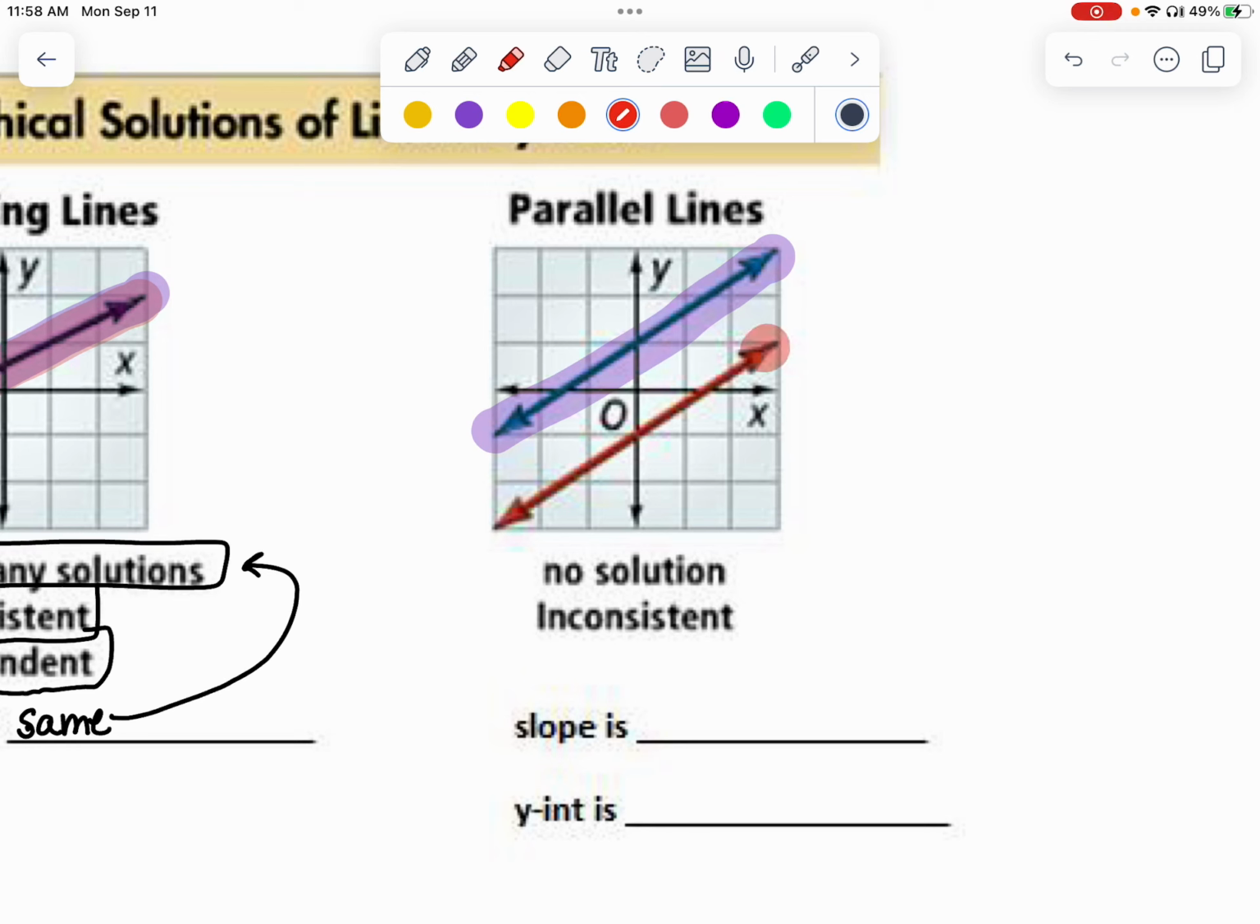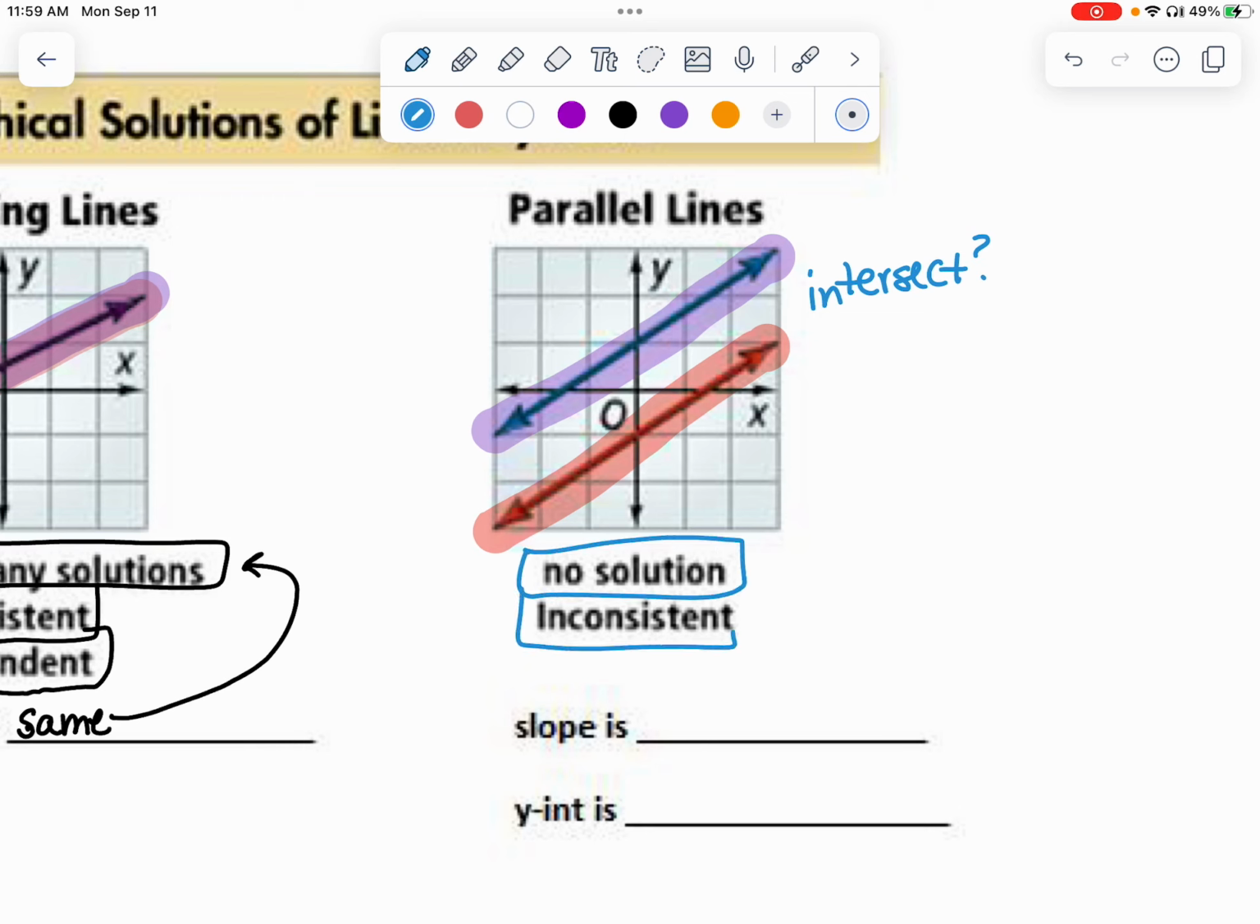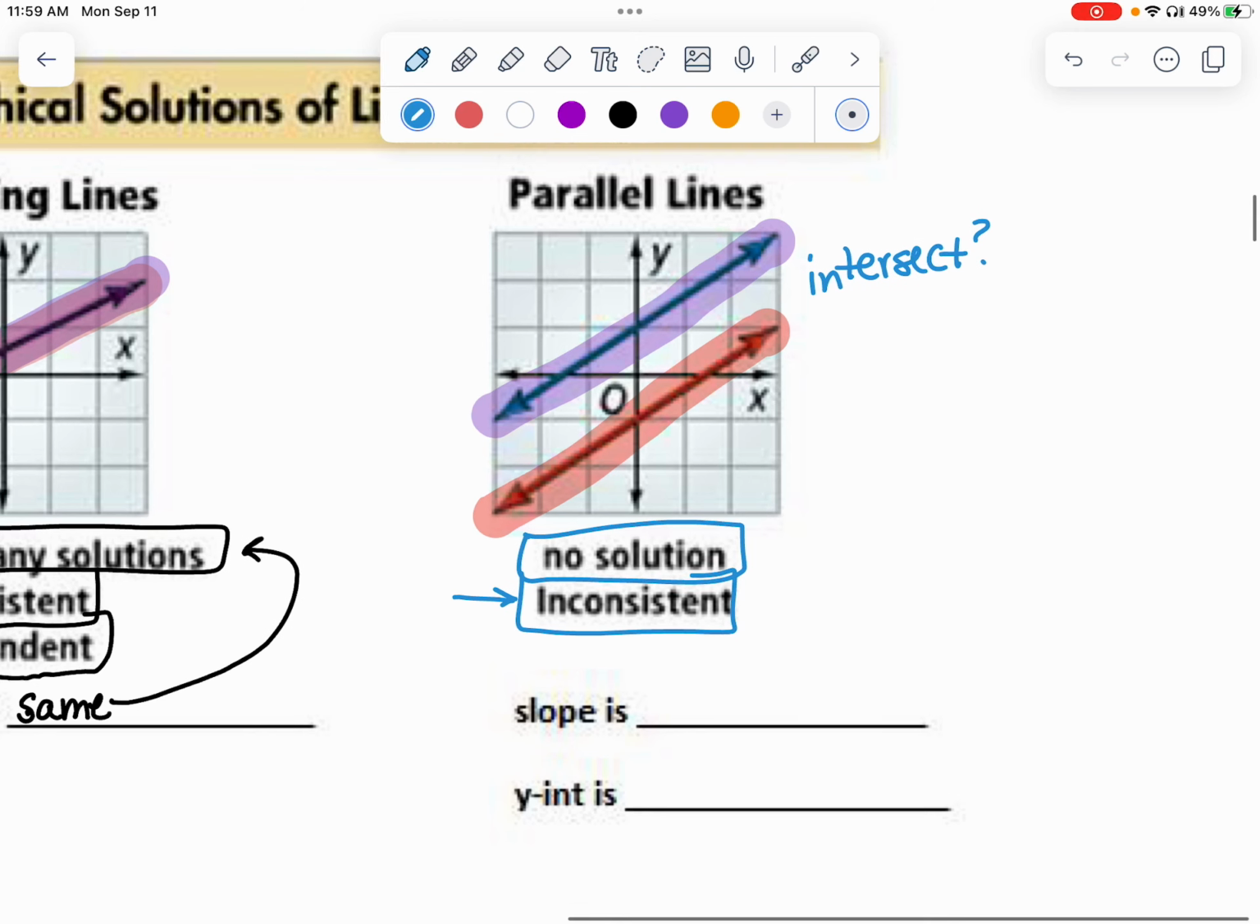And then you have the second line. I highlighted it in red. And they don't cross. So where do they intersect? I can't spell apparently. Intersect. The answer is nowhere. They have no solution where they're the same. So we have this fancy word called inconsistent.